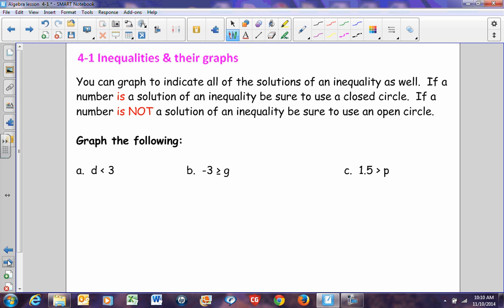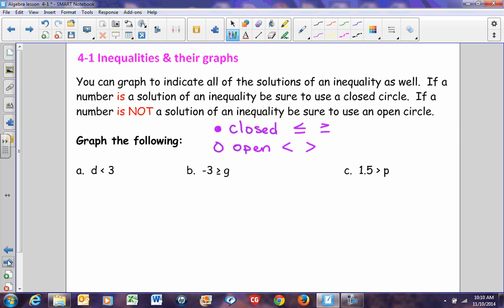You can graph inequalities to indicate all of the solutions as well. If a number is a solution of an inequality, be sure to use what we call a closed circle. If a number is not a solution of an inequality, be sure to use an open circle. A closed circle looks like this. An open circle looks like this. You use a closed circle when it's less than or equal to or greater than or equal to. Use an open circle when it's less than or greater than, no equal to.